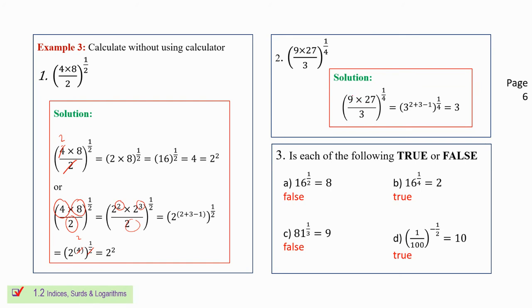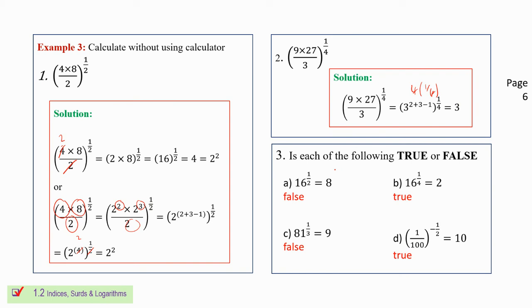So 9 I change to 3 power of 2. 27 I change to 3 power of 3. And then this one is power of 1, I bring it up, it becomes minus. So 2 plus 3 is 5, minus 1 is 4. So 4 multiplied by 1 over 4, which actually equals 1. So I have 3 power of 1.